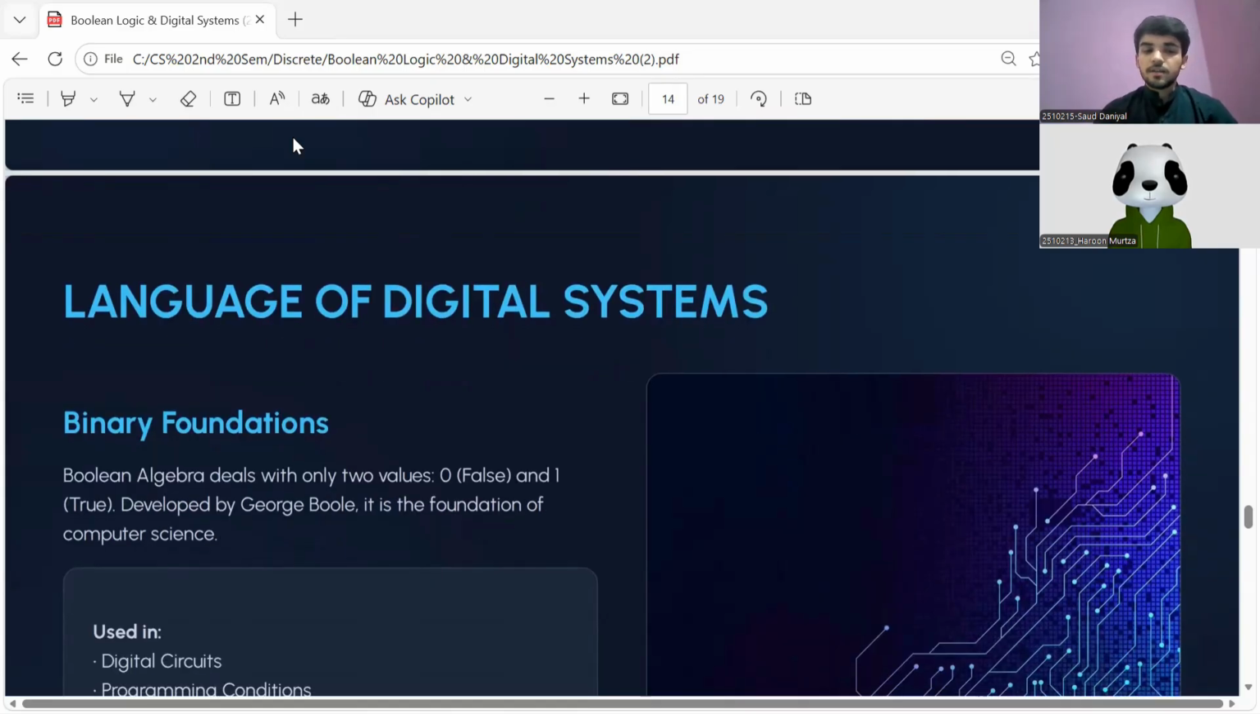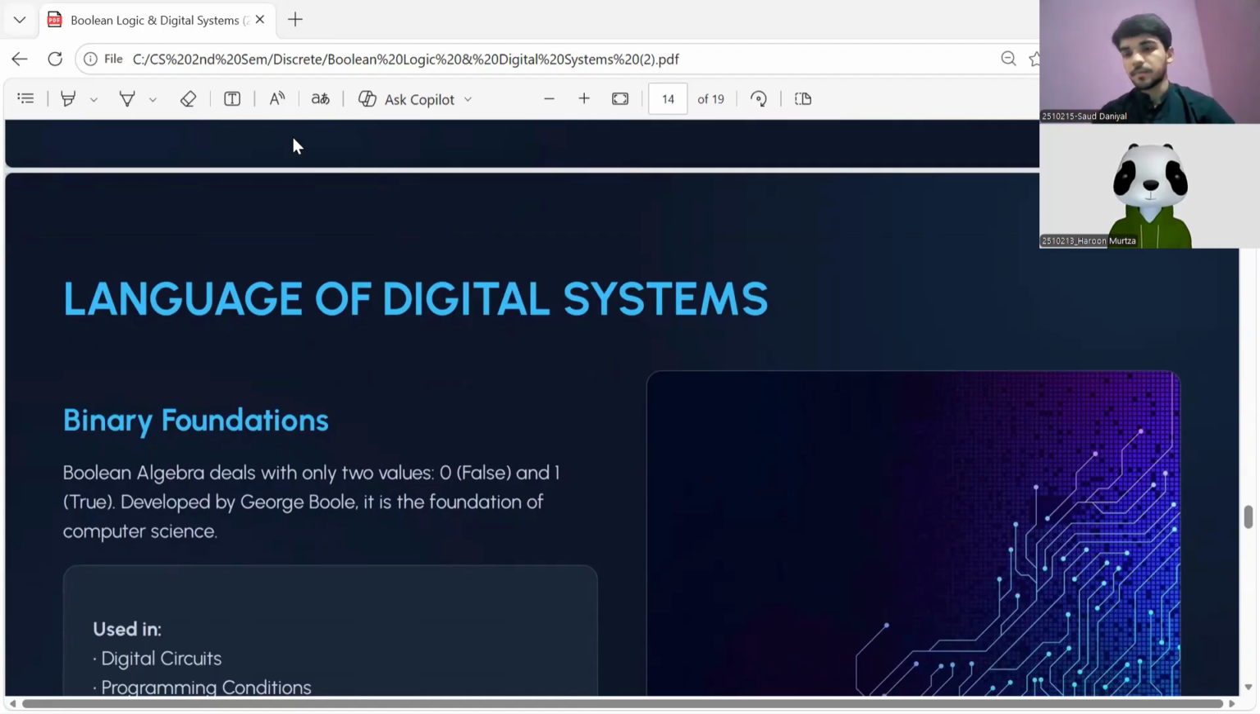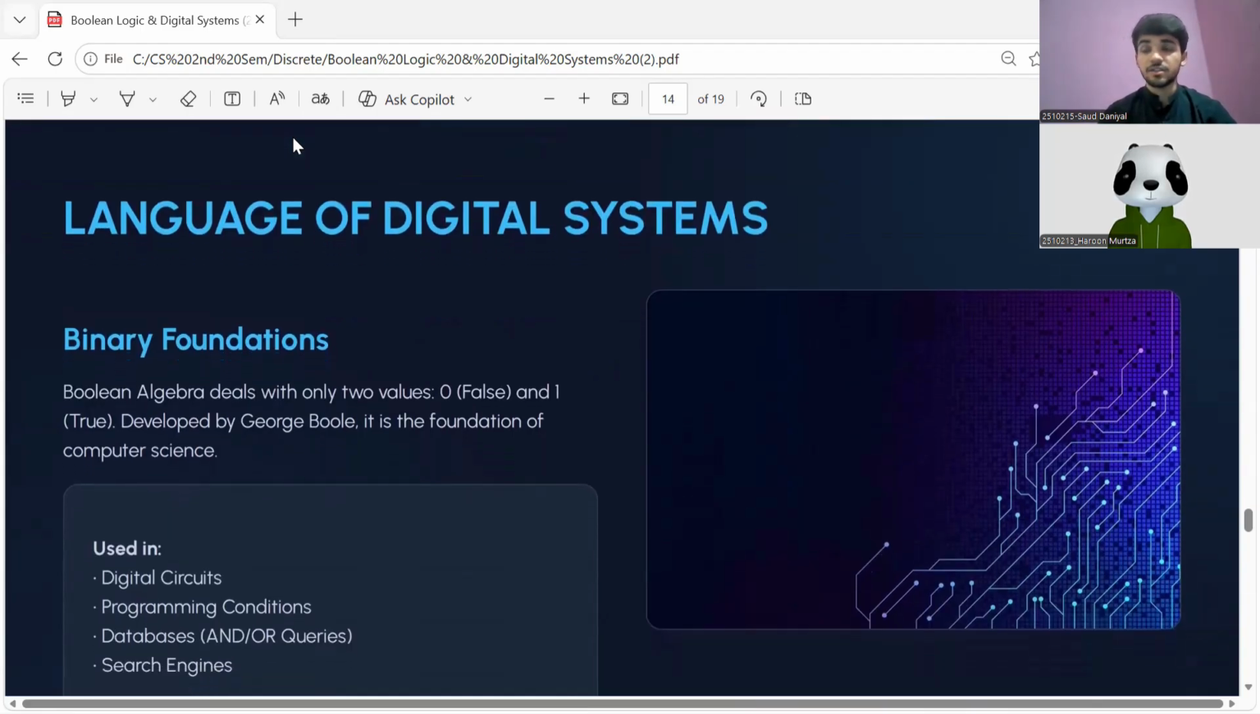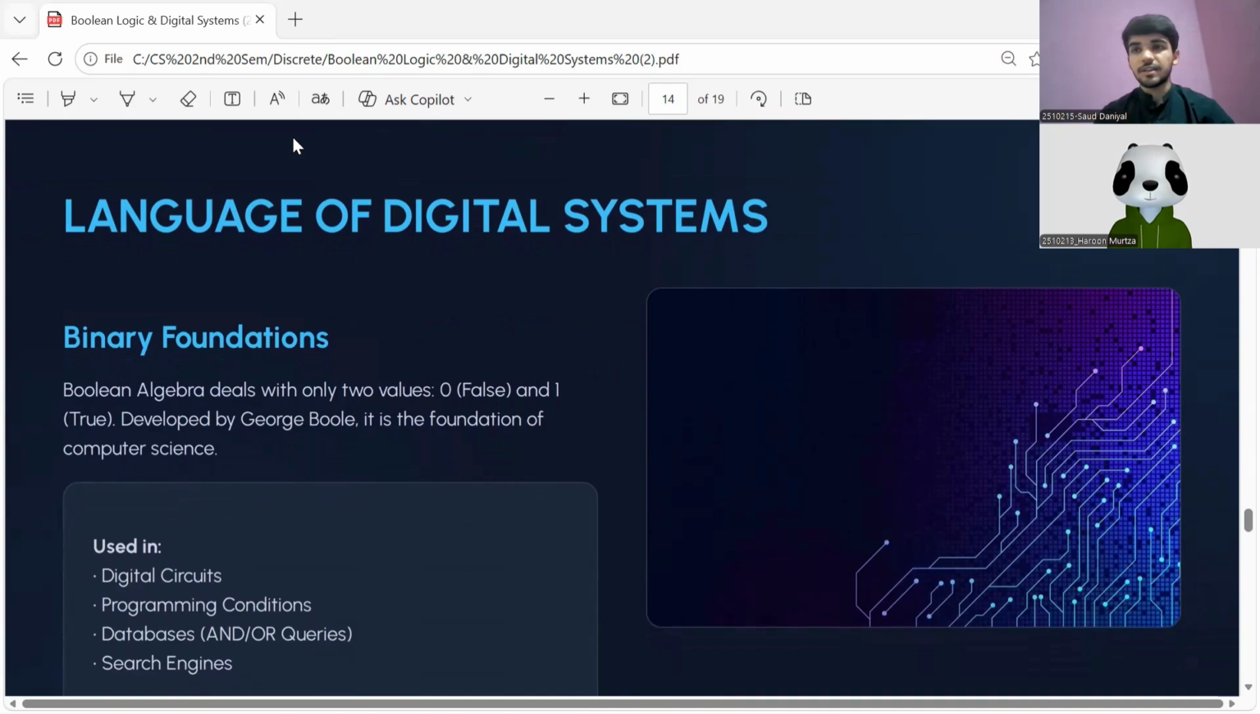Boolean algebra was given by George Boole. He was the founder of Boolean algebra. It is a foundation of computer science. It is used in digital circuits, like in logic gates such as AND, OR, NOT, NAND, etc. And also in computer science.